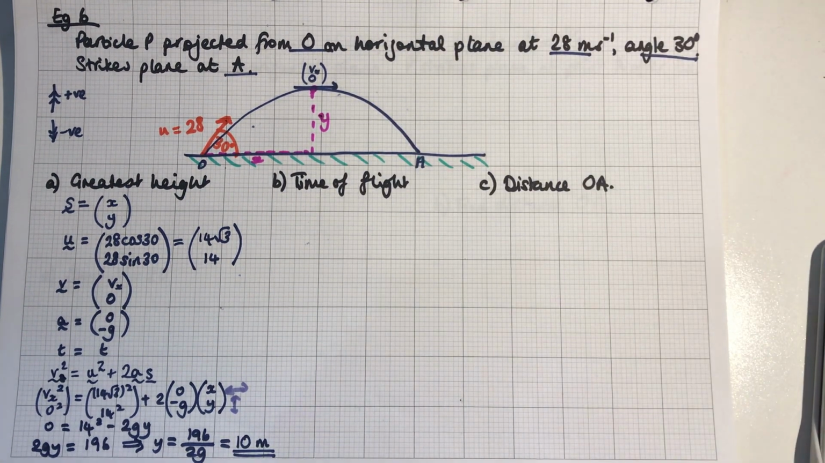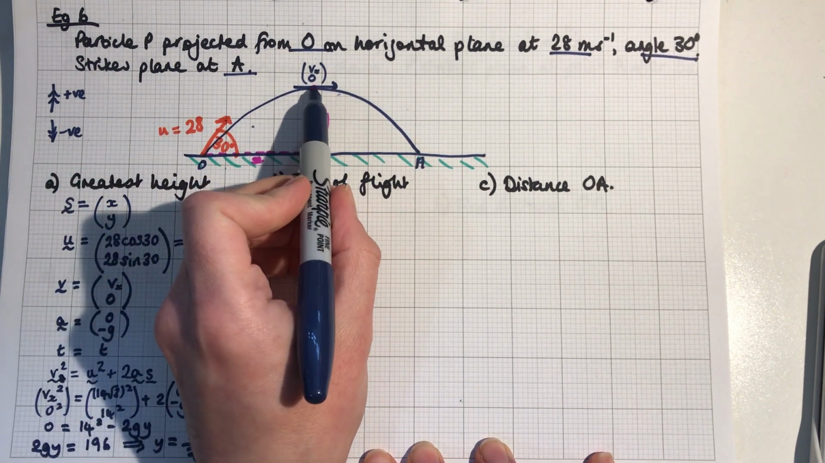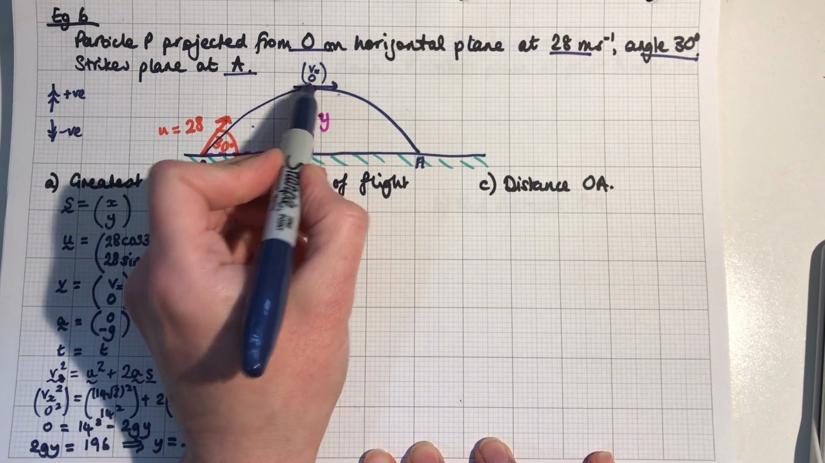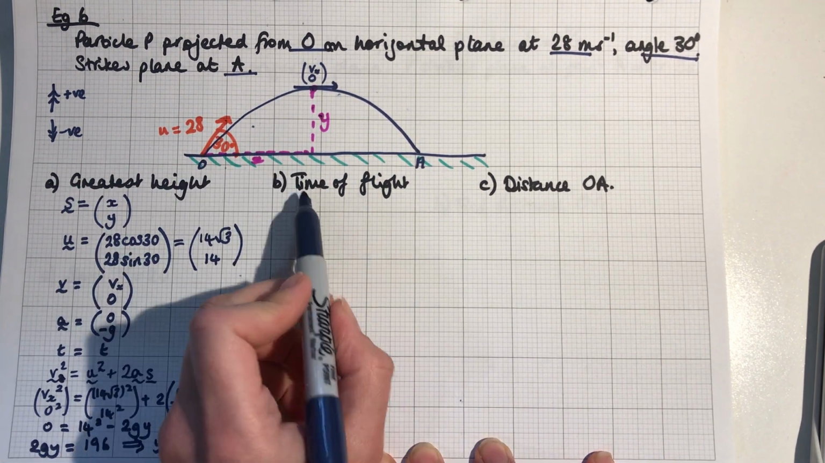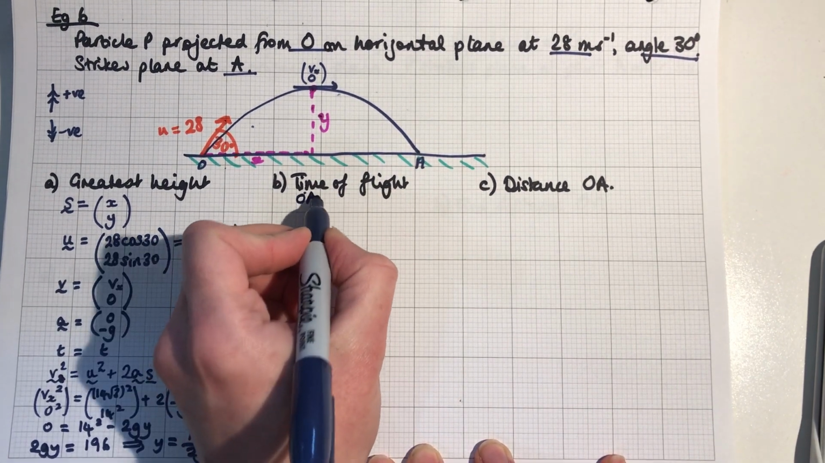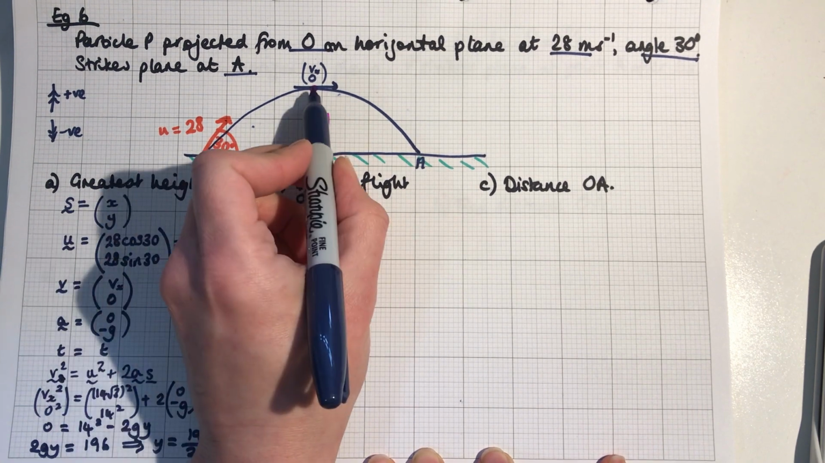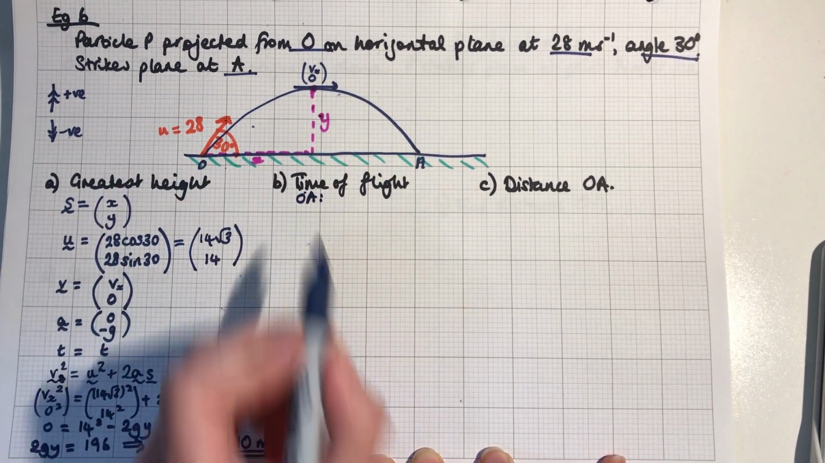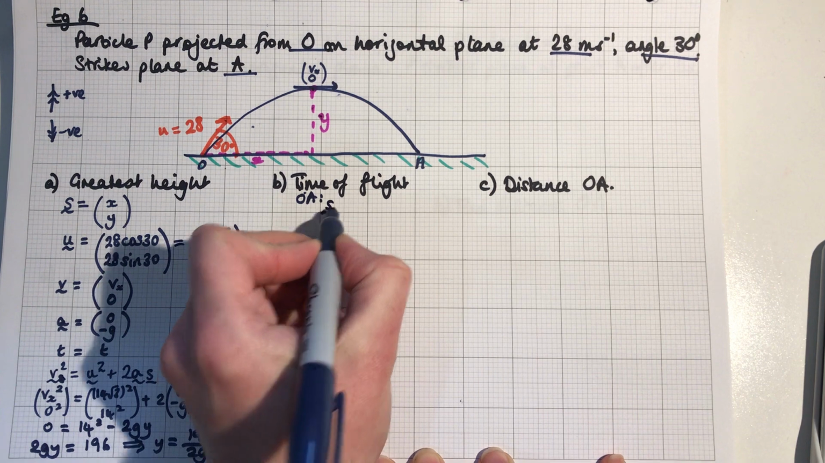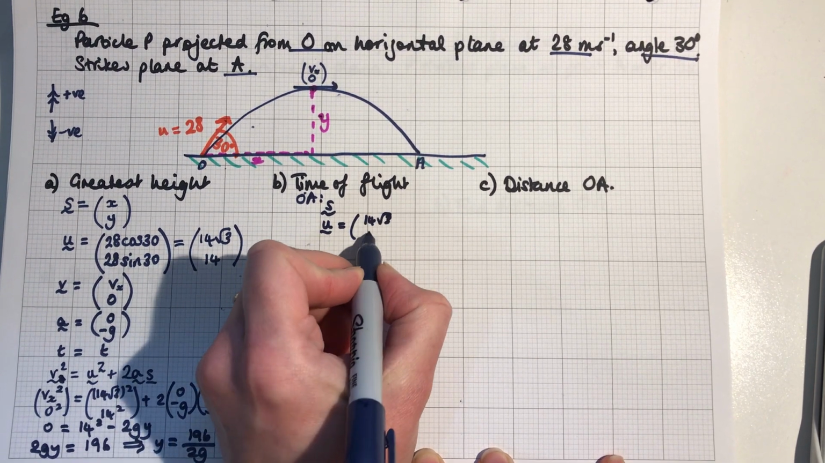Now, for the time of flight, I need to do my suvat again, because this set of suvat was done for this point here, from O to that point there. For the time of flight, I'm interested in the journey from O to A. Because it's a different journey, not just O to the top here, it's O to A, I'm going to do suvat again. Some of the things will remain the same, so this won't change.